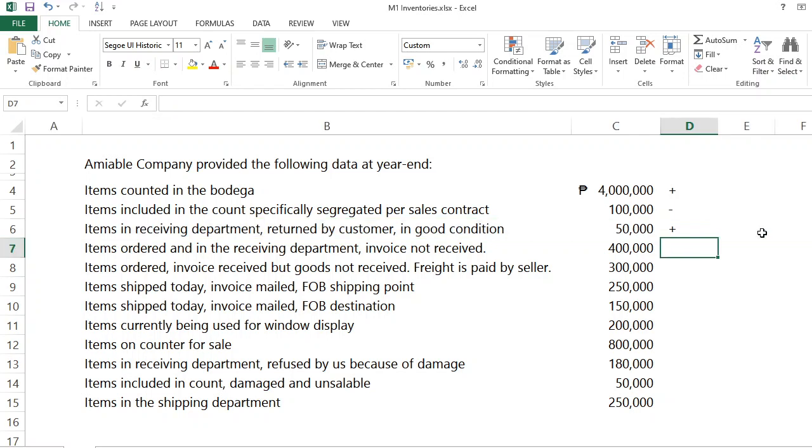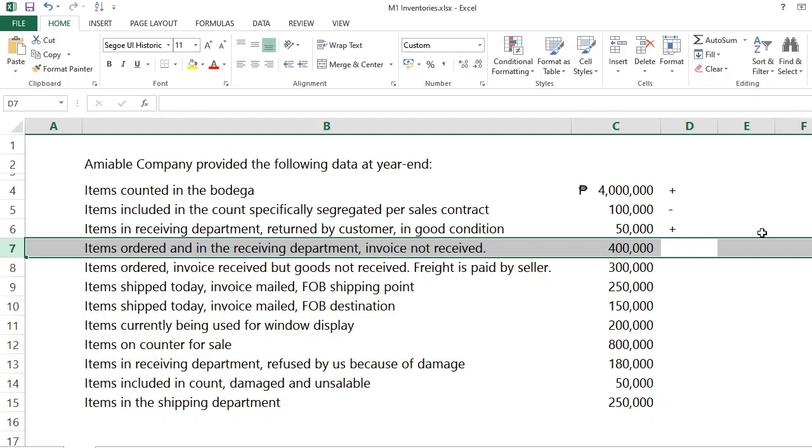And then, next. Items ordered and in the receiving department, pero hindi pa natin na-receive ang resibo. So, nauna ang items bago ang resibo. So, ang ato ang concern diri is inventory man, dili man ang accounts payable.